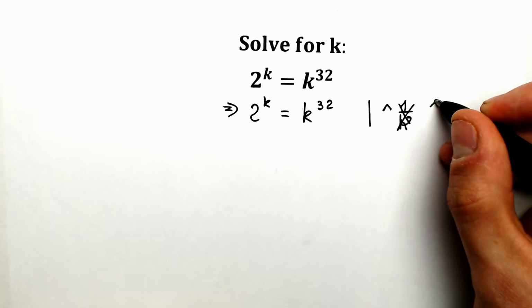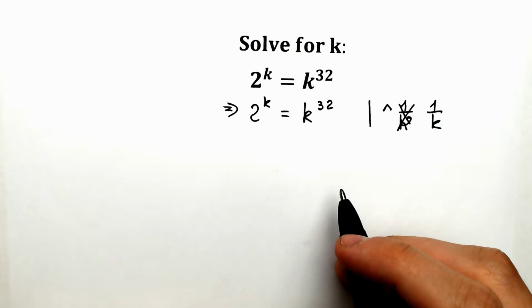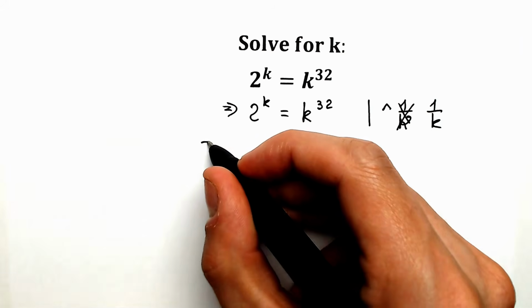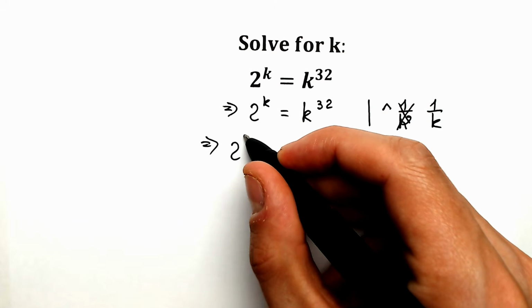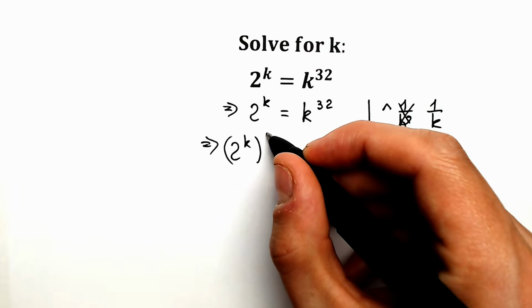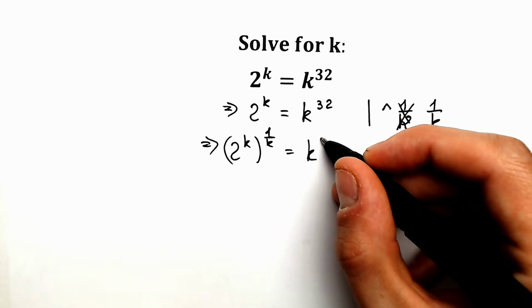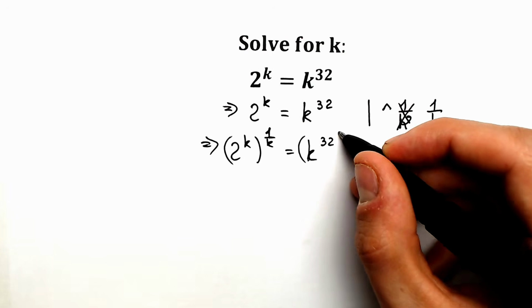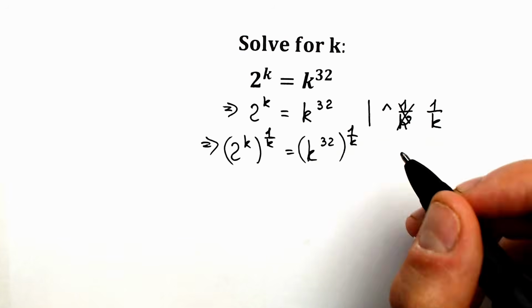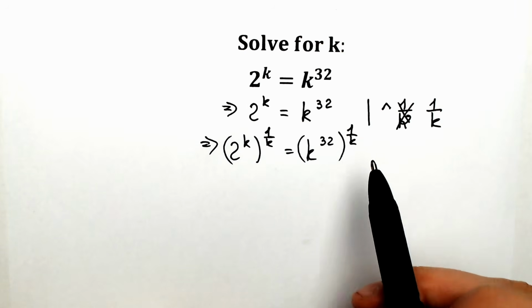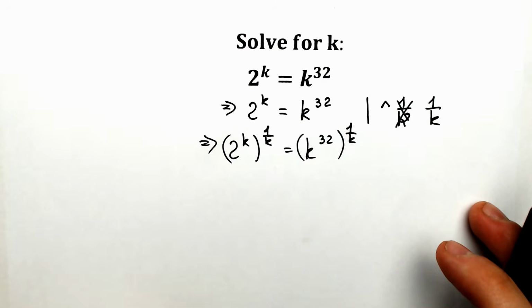Right here we're going to raise to the power 1 over k. Let's do it. So we're going to raise our left side, 2 to the power k, to the power 1 over k, and we raise our right side, k to the power 32, to the power 1 over k. I hope you understand. We just raise both sides to the power 1 over k.